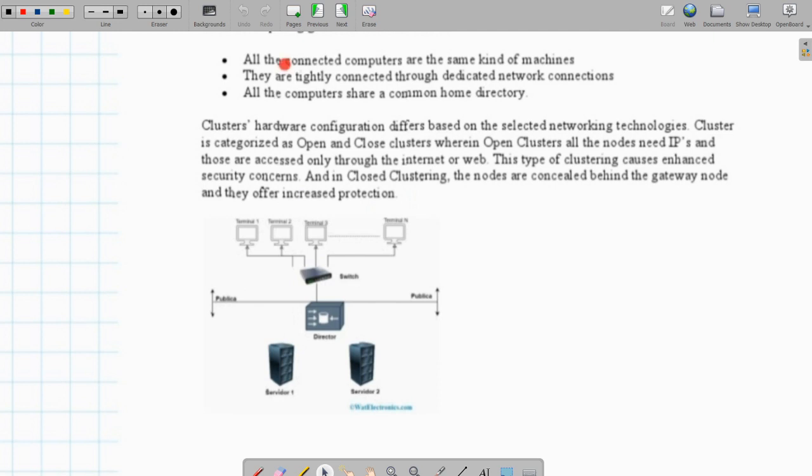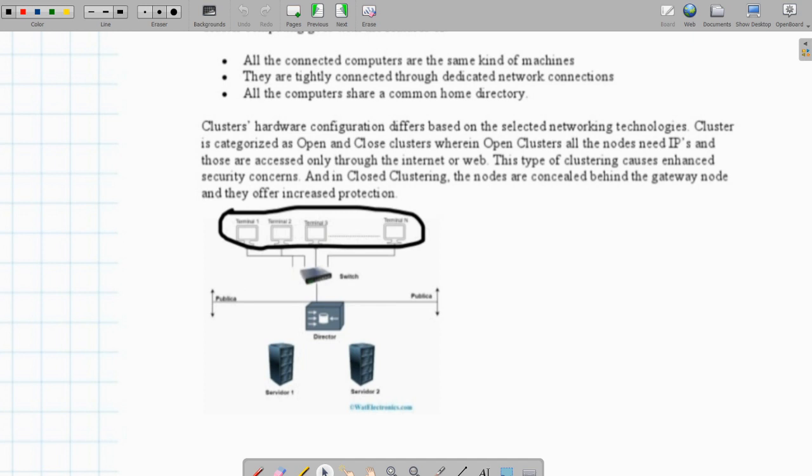All the connected computers are the same kind of machines. One thing I would like to add is that they are individual standalone machines, or they can act as individual machines. So these n terminals you can see in this diagram are basically the same kind of machines. Next point, they are tightly connected through dedicated network connections. You can see in the diagram that they are connected with one another, and this networking technology is a salient feature of this cluster computer architecture.